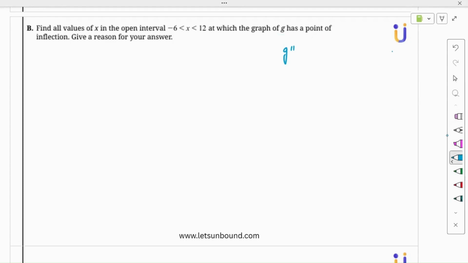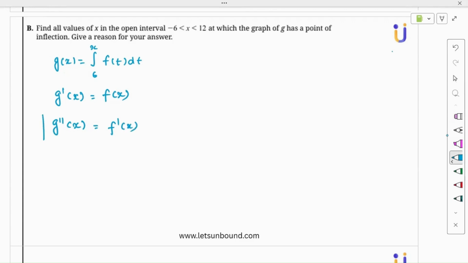So all I know is g prime, which we just formed. g of x is an accumulation of f of t from 6 to x. g prime, just now we did it in the previous problem: g prime of x is f of x. What is g double prime of x? It is f prime of x. Now this is a very important thing. I'm going to tell about the inflection point of g with the help of f. Got it? Okay. Here we need to be very clear, and this is an important point.